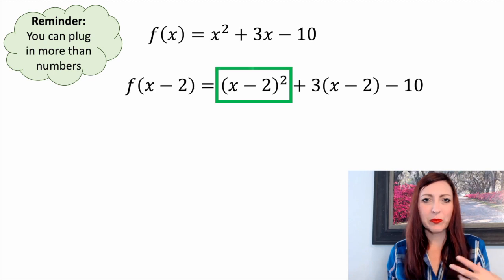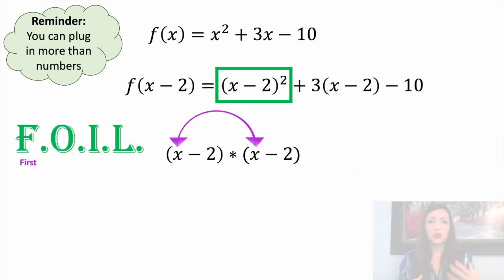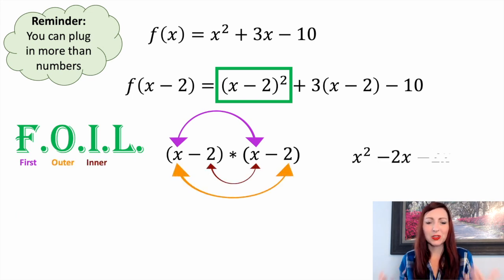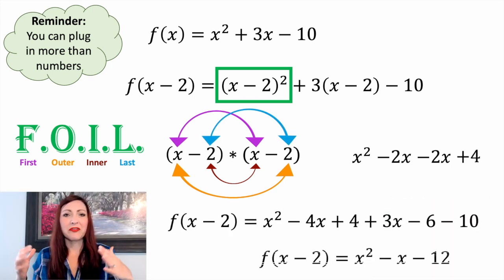In simplifying this, it brings us to a reminder of F.O.I.L., which we use to simplify (x minus 2) squared. So based on the first, outer, inner, last, we have a new expression that we can plug back into our original equation and continue our simplification. So this would be the function of x minus 2, so plugging in x minus 2 instead of just a number.